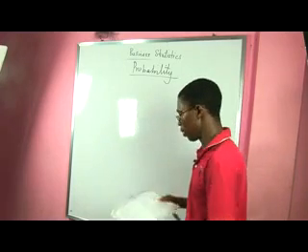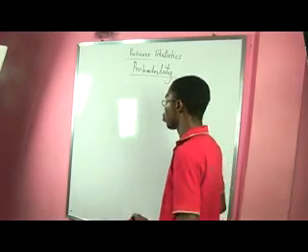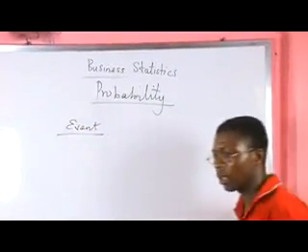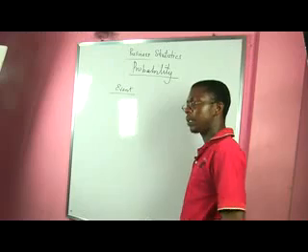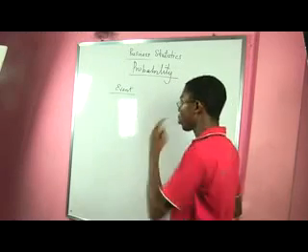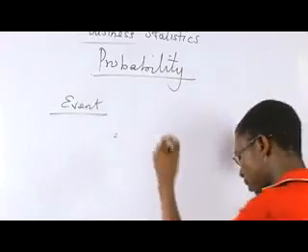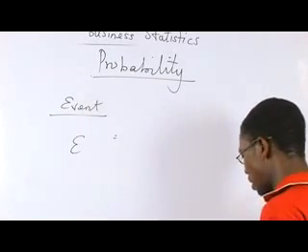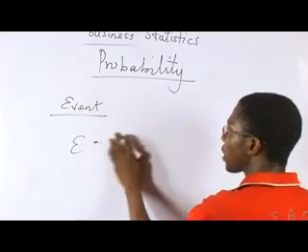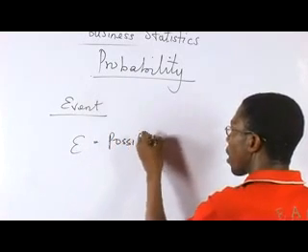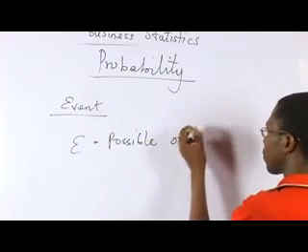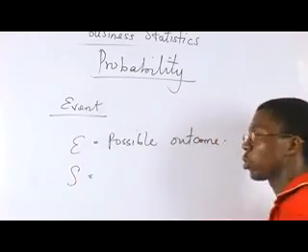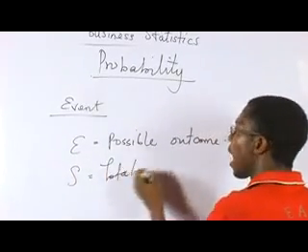Now, when you're talking about probability, there are certain things we need to know. We need to understand what we refer to as an event. So we're going to find the probability of an event occurring. And then we're going to look at some certain things like E, which we're going to denote as E, which stands for possible outcome. And then we're going to use the letter S to denote what we call the total outcome.